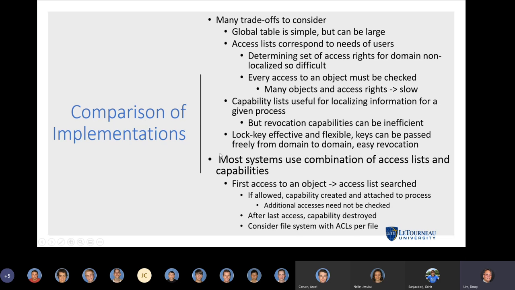But again, this last bullet here, which I said earlier, is that most systems use a combination of access lists and capabilities, but these are the various trade-offs to consider in these different approaches. A combination of the two of those is the most common. And ACL stands for Access Control List in this bullet here.